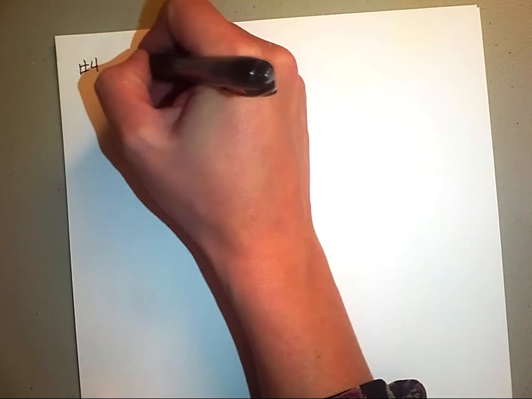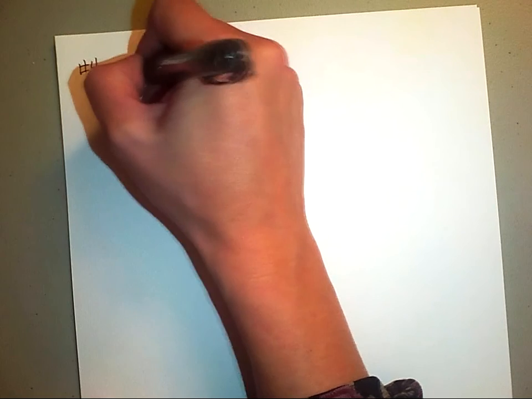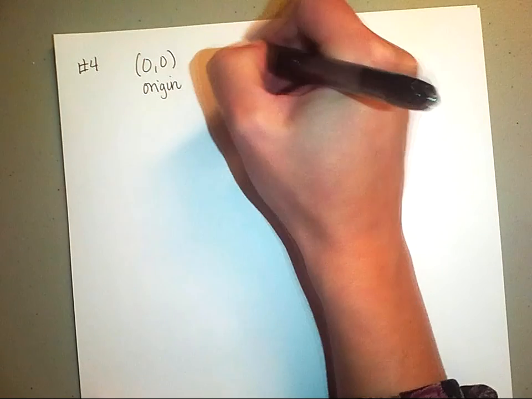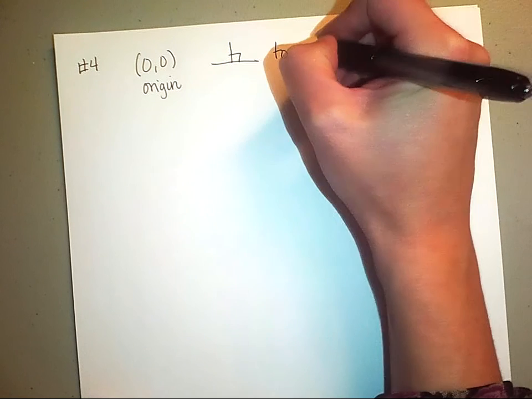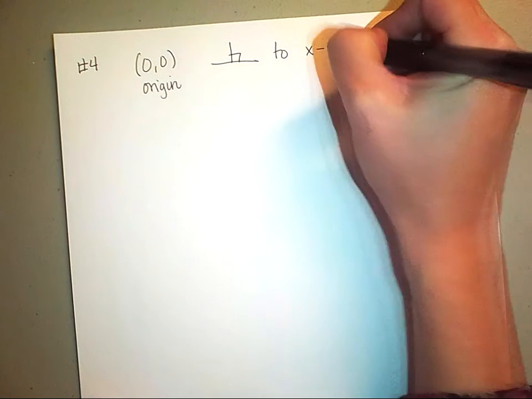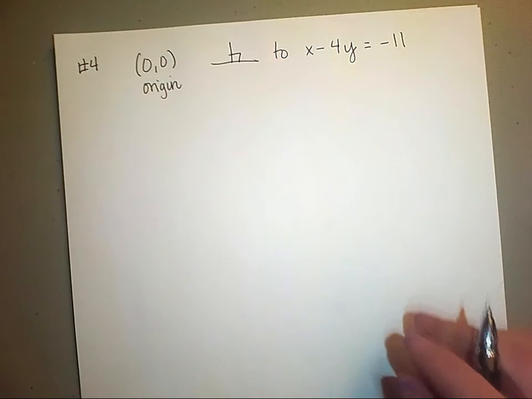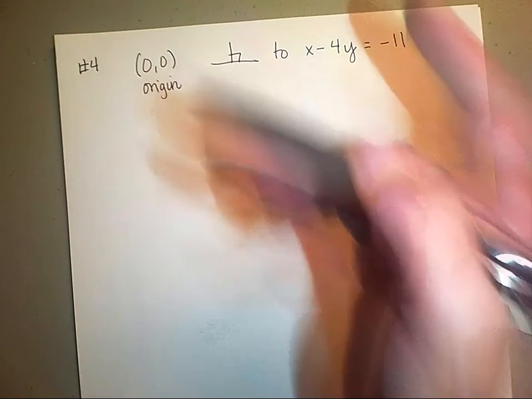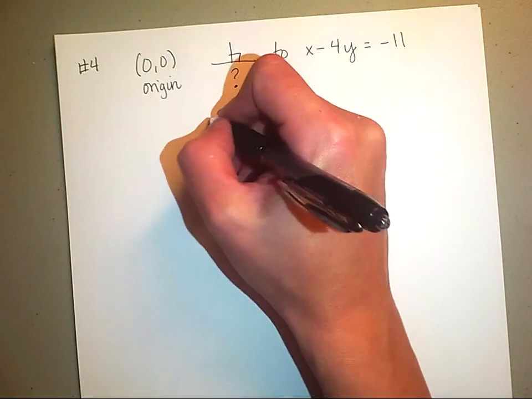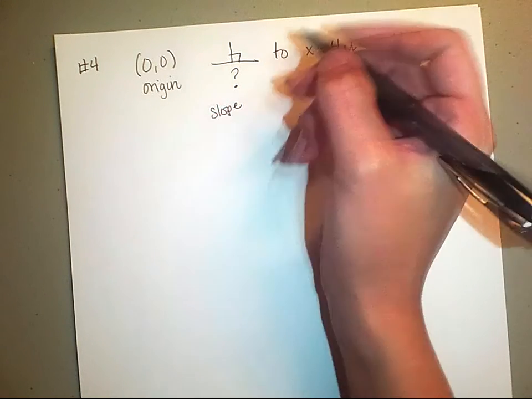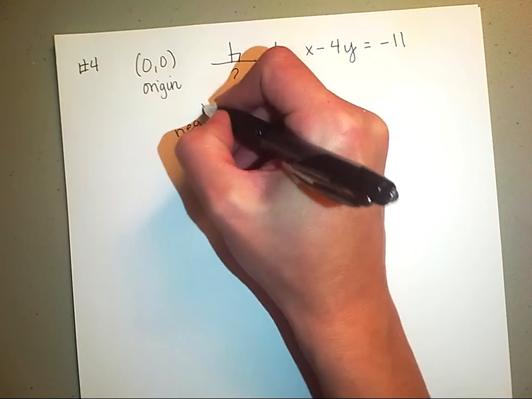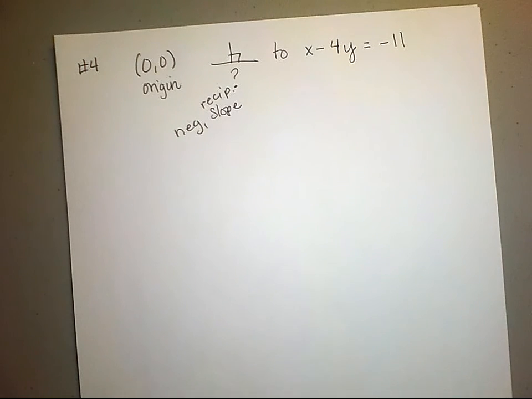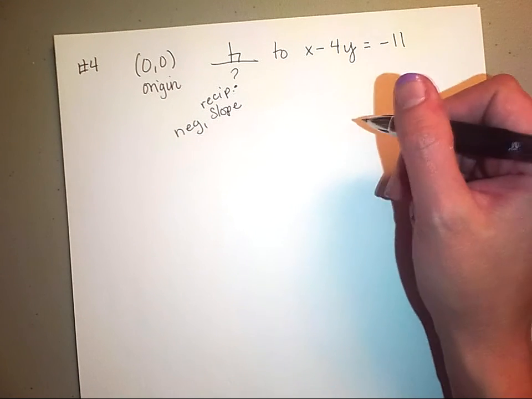Number 4, we need to go through the origin. Okay, and remember the origin is 0, 0. And we need to be perpendicular to x minus 4y is equal to negative 11. So this is in standard form. When I'm asked about perpendicularity, remember we're looking for slope, but it needs to be negative and the reciprocal. So I need to know the slope of this line. So let's solve for y.